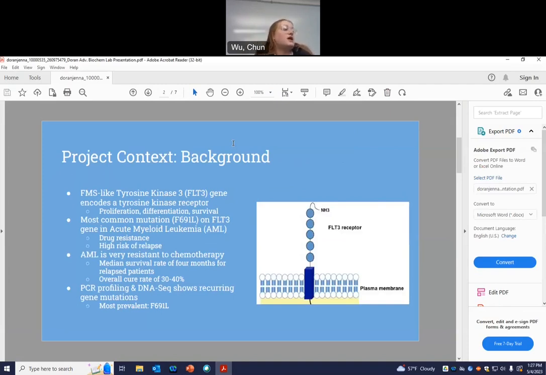And the most common mutation is the F691L on the FLT3 gene in acute myeloid leukemia, or AML. This mutation causes a high drug resistance and a high risk of relapse in patients who were previously in remission. AML is very resistant to chemotherapy. It has a median survival rate of 4 months for relapsed patients and an overall cure rate of only 30 to 40%. PCR profiling and DNA sequencing shows recurring gene mutations, but the most prevalent is the F691L. So it's important to find a drug that can treat and prevent this mutation in the future.